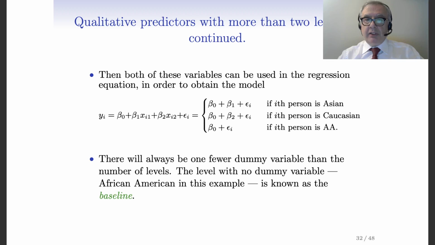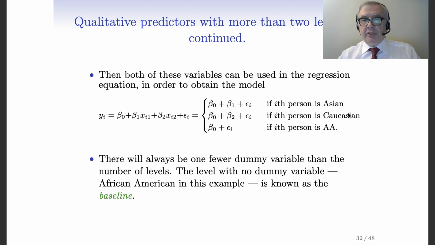So let's look at the model. So now the model has the structure. You have beta 0, the intercept, and then we have a linear term in the first dummy variable, and a linear term in the second dummy variable. And what happens? So if the ith person is Asian, we have beta 2 equal to 0, so the model becomes beta 0 plus beta 1 plus epsilon, so we have an intercept for Asian persons.